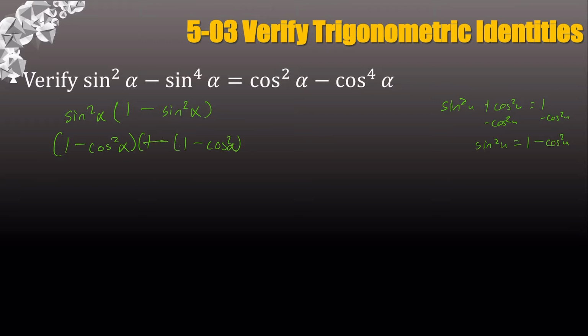So the 1 minus the 1 will cancel out, and then I've got minus a negative, that'll become positive. And then I could distribute. I'd have 1 times cosine squared minus cosine squared times cosine squared, which would be cosine to the 4th. Look at that. That's the other side. So we're done.